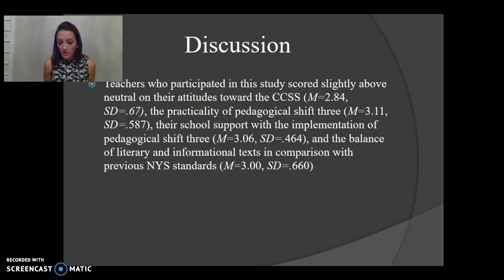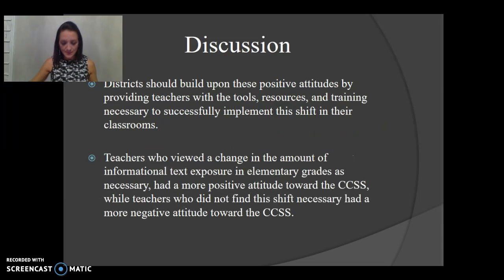It's important to note that all of these fell above neutral, and so we're finding more positive teacher attitudes toward each of these areas. And given the limited research available that evaluated similar attitudes toward this standard initiative around the time of implementation, one may gather that teacher attitudes are shifting in a positive direction since the implementation. So that is relevant and important to consider when we look at this research and find ways to continue supporting the implementation and teacher needs.